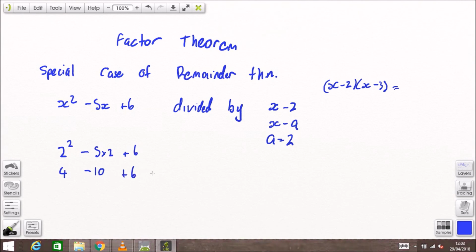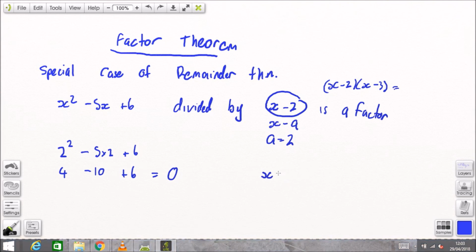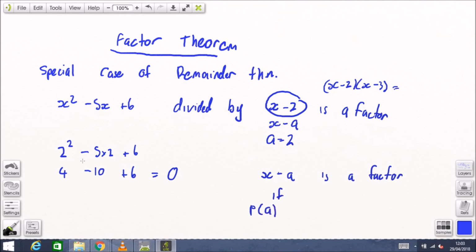So all factor theorem is, is the remainder theorem. When the remainder is 0, therefore you can show that your x minus a, whatever it was, x minus 2 in this case, is actually a factor. So if you try the remainder theorem and you get the remainder is equal to 0, then you've proved what you're dividing by was a factor of your original polynomial. So if p of a is equal to 0, the remainder equals 0, it's a factor.